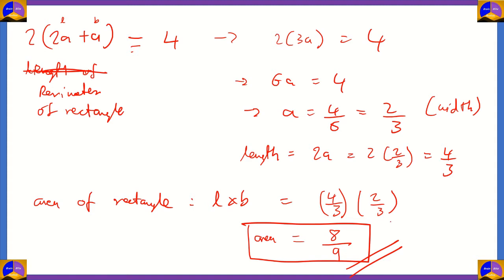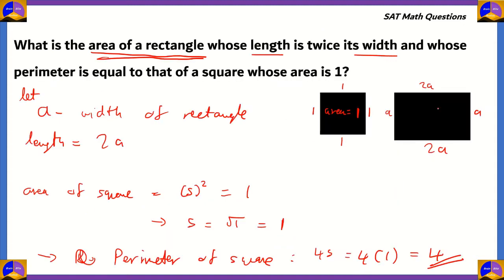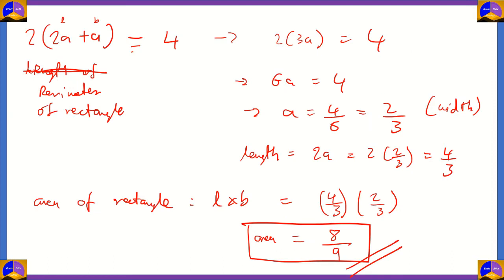So here you can see that in SAT exams, it's really important to draw a diagram, which is important as it can help us visualize the question. So over here we have drawn a rectangle and a square, and we have visualized that the perimeter of this square will be equal to the perimeter of this rectangle. And so we found the side length of the square, found its perimeter, equated it to the perimeter of the rectangle, and we found the sides of that rectangle and then we found finally the area of that rectangle, which is equal to 8 divided by 9.